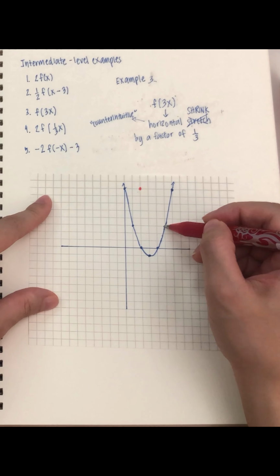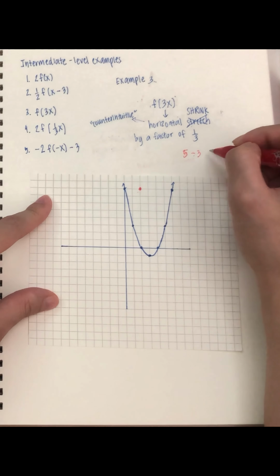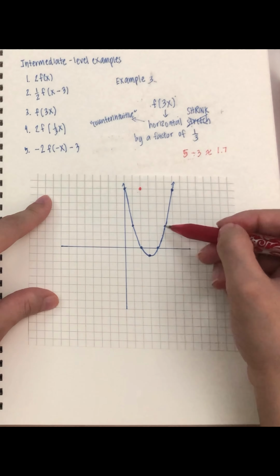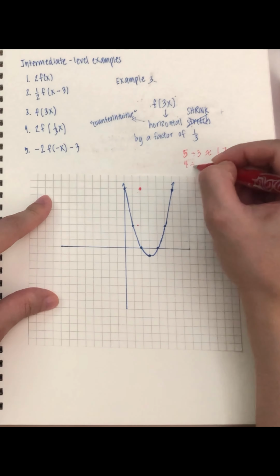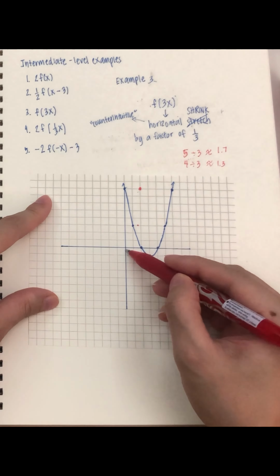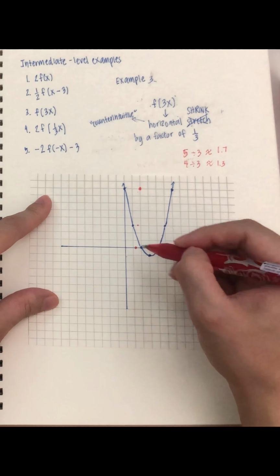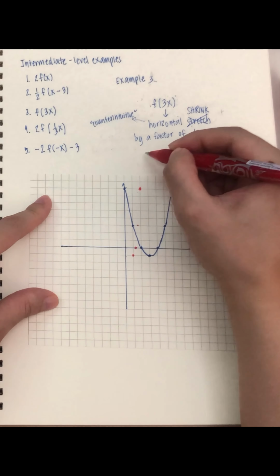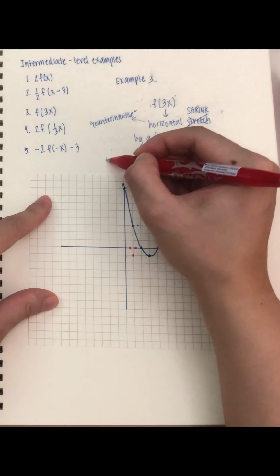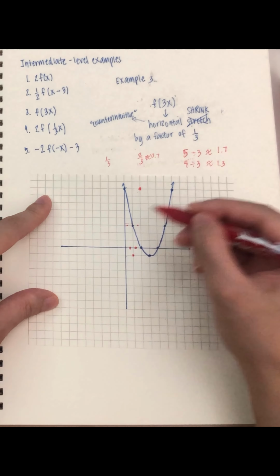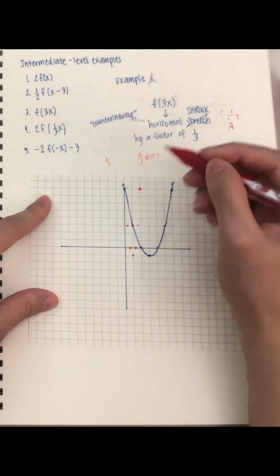How about this one? This is 5 away, and 5 divided by 3 is 1 2/3, so about 1.7, so somewhere here. This one, 4 divided by 3 is about 1.3, so a distance of 4 now becomes a distance of 1.3. This distance of 3 becomes a distance of 1. This distance of 2 becomes about 0.7. The distance of 1, obviously 1/3, somewhere here. And a distance of 0 is still 0, so it's there.